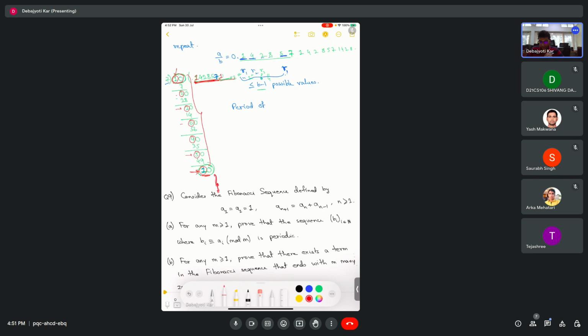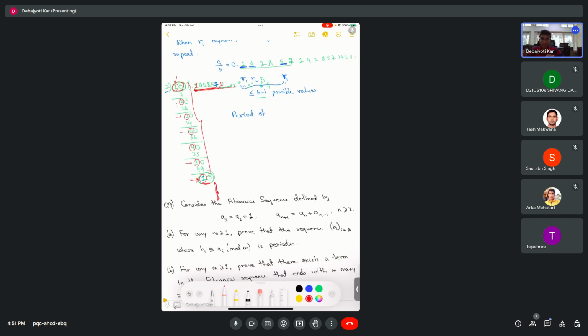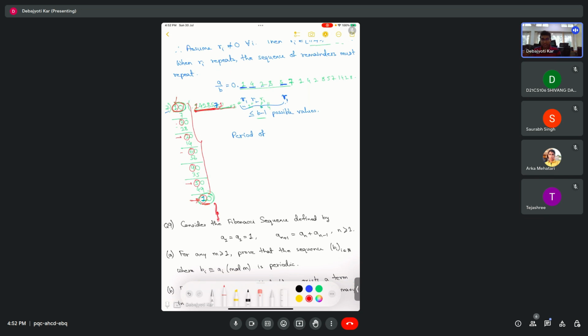So after this, I cannot have 0 or 7, because if we had 0, then the period of repetition is 0. It's a finite thing. And the first time it repeats, it must repeat the same sequence again and again forever. So the number of possible distinct remainders is b minus 1. So the period of repetition can also be at most b minus 1.